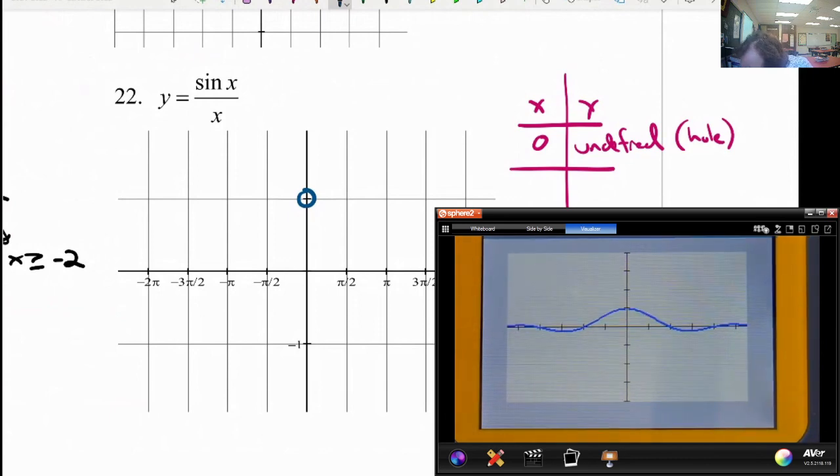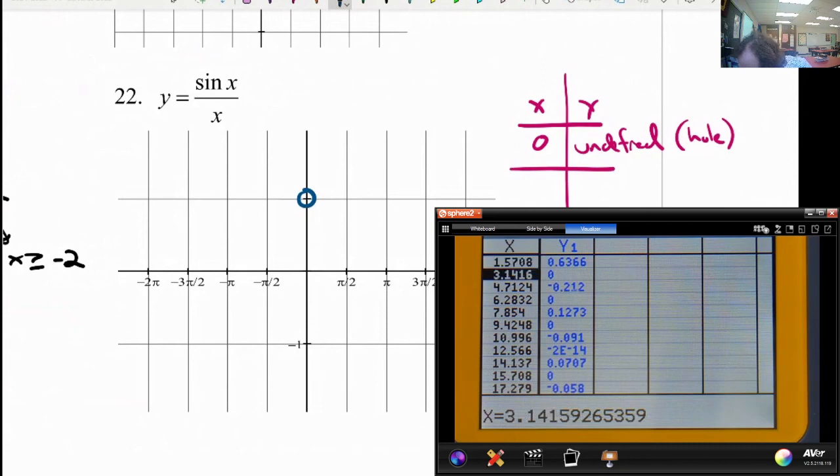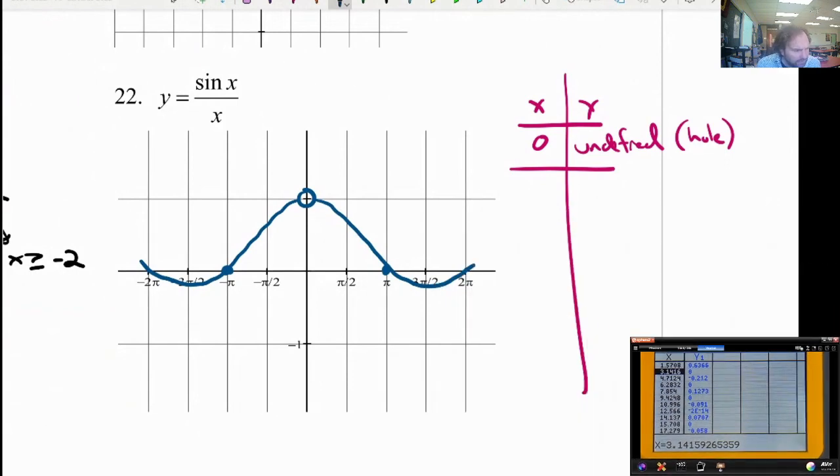I'm setting my table up to count by pi over 2s. Oh, yeah, it is. Pi is 0. And negative pi is also 0. So what this graph does is it comes up towards that point 0, 1 and then does that thing right there.